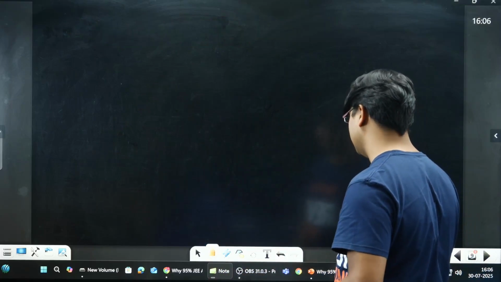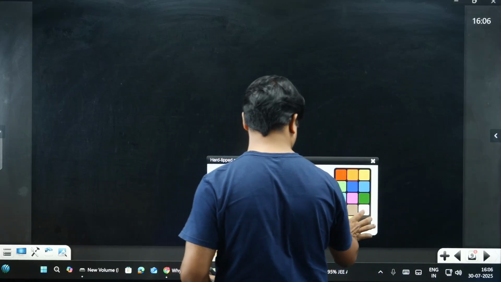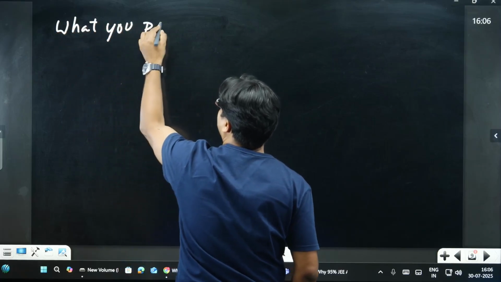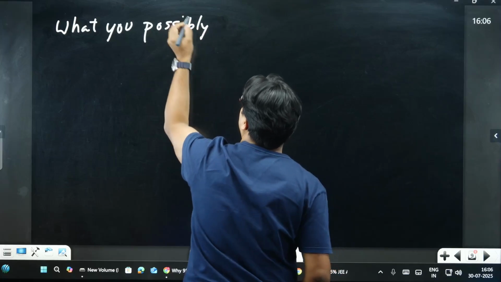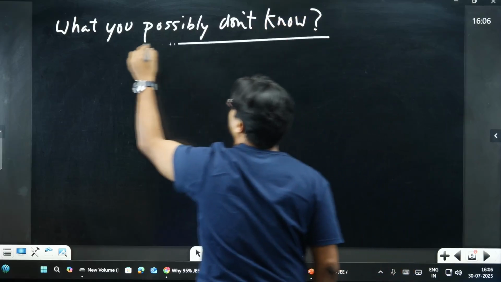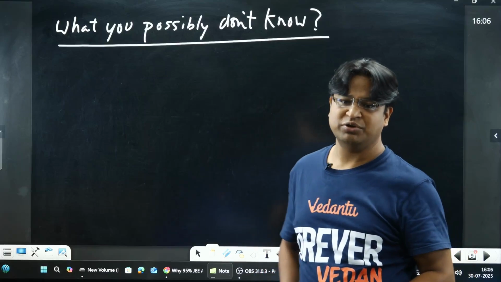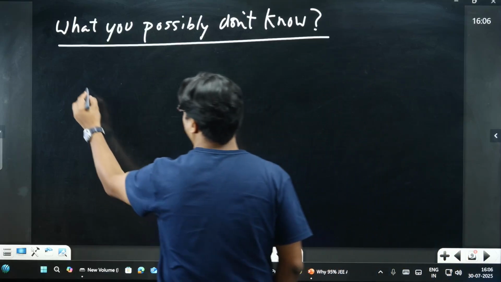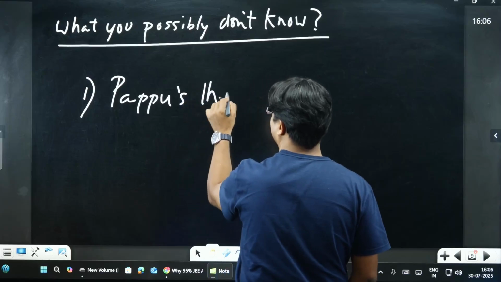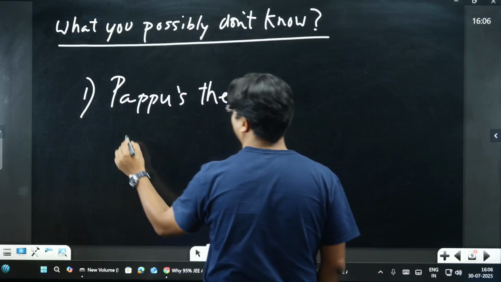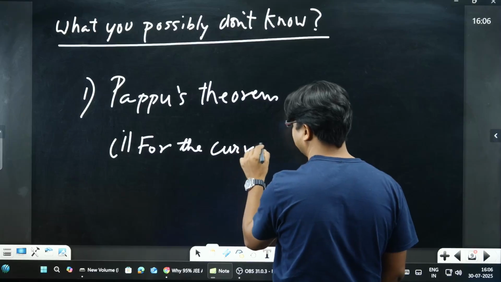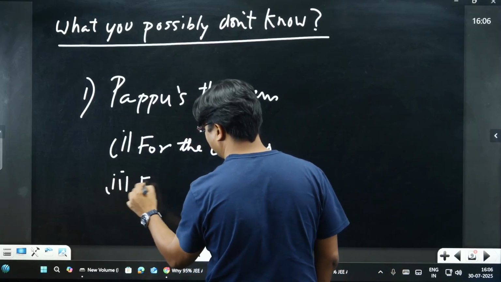Now I'll come to the next part of my presentation, and I'll talk about what you possibly don't know. You may know it, but the likelihood is less. So let me talk about a theorem which is called Pappus theorem. Actually, there are two theorems: one for the curves and the other for area.